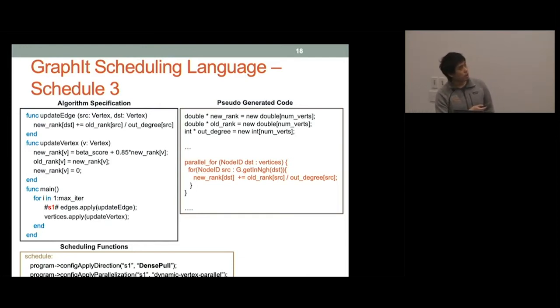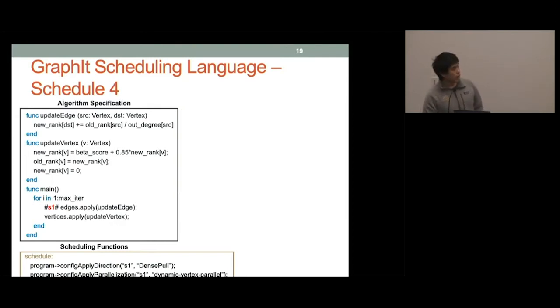And then now we're going to update the PageRank of ourselves based on the values that we read from our neighbors. And here the compiler got rid of this atomic addition instruction because now you can only have one thread updating any of these locations, new rank of dst, because we're just parallelizing over the destination vertices, and then the inner for loop here is a sequential loop.